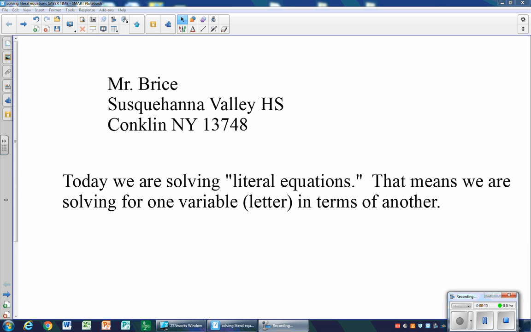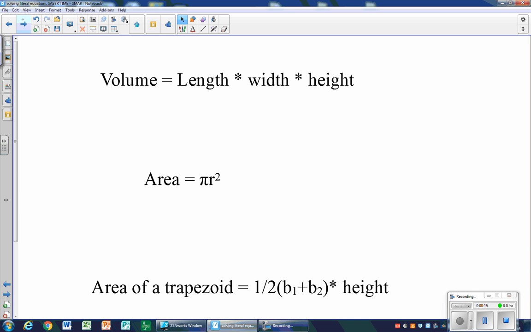That means we're going to be solving for one variable, a letter, in terms of another. This is a very key idea. It reoccurs time and time again on the Common Core Algebra Regents. So let's take a look at three different problems.